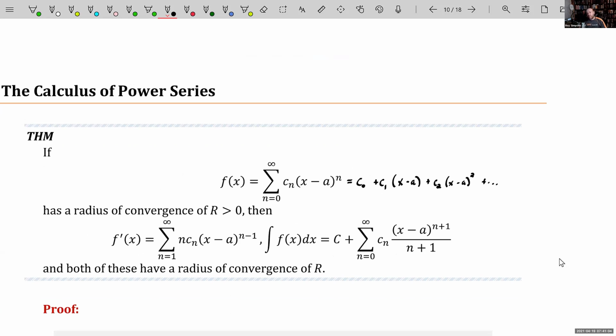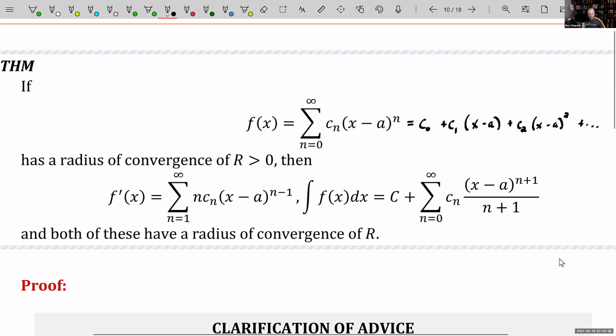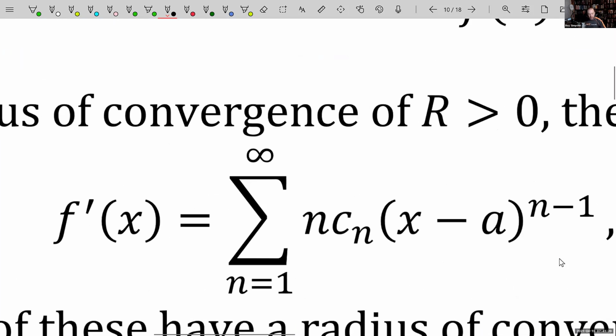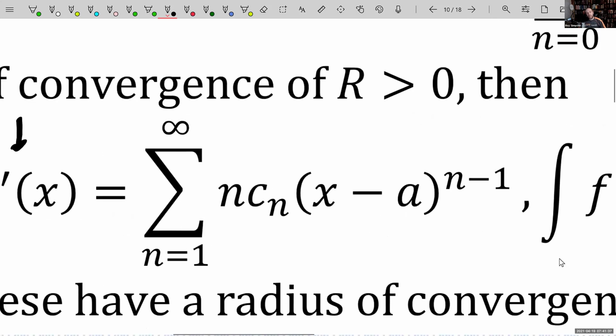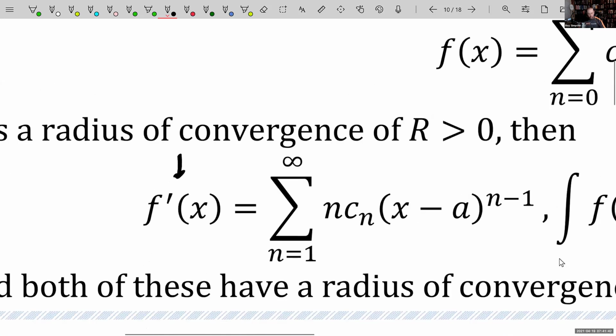So if that infinitely long polynomial, which is that power series, has a radius of convergence greater than 0, and we've actually seen an example of a power series with a radius of convergence equaling 0, so let's pretend as though we have a power series that has a non-zero radius of convergence, so there is some interval over which it converges, then we can define the following. The derivative of the power series is going to be this. Now, I don't want you to think you have to memorize this, because you should just know this. I'm going to prove it right now.